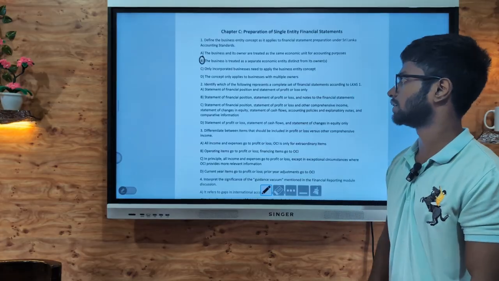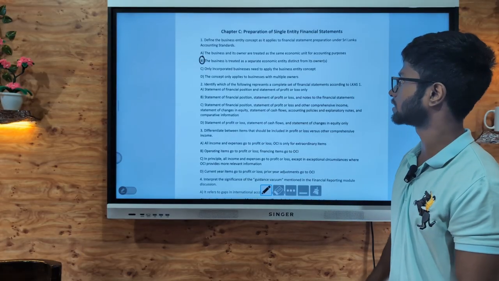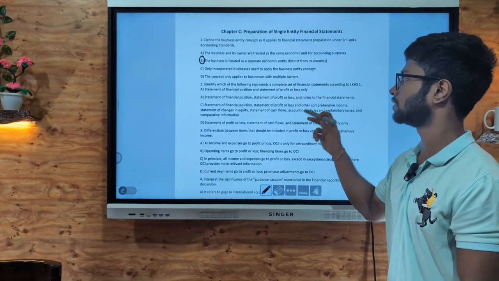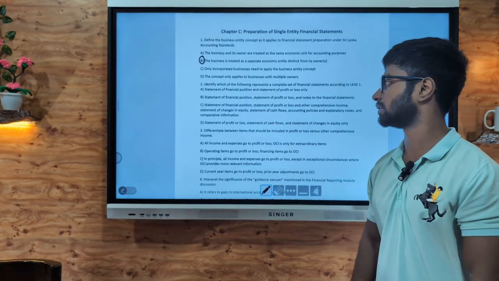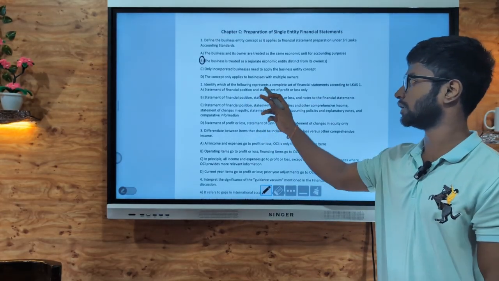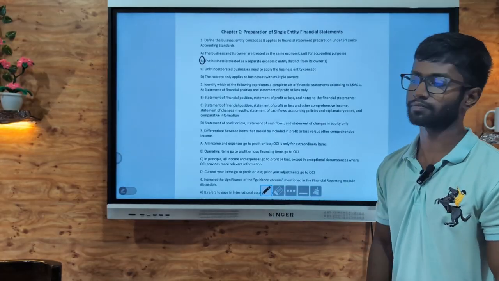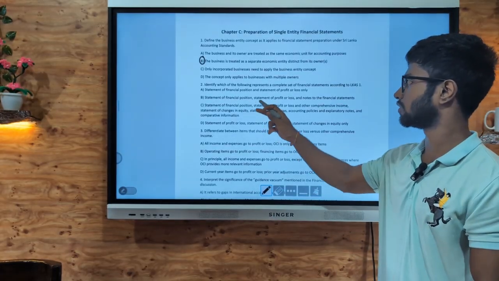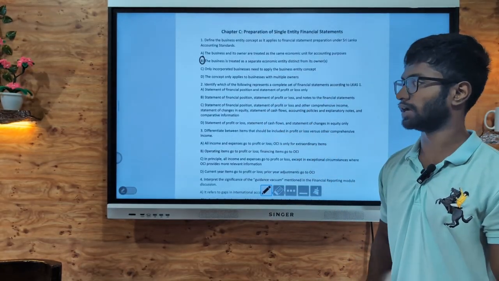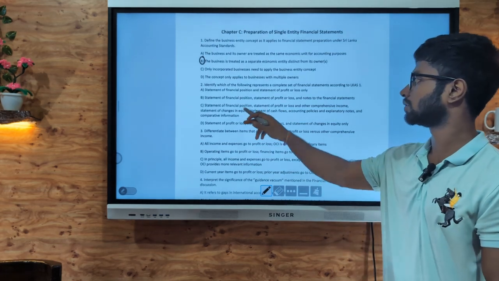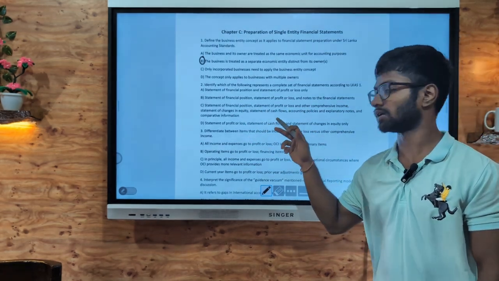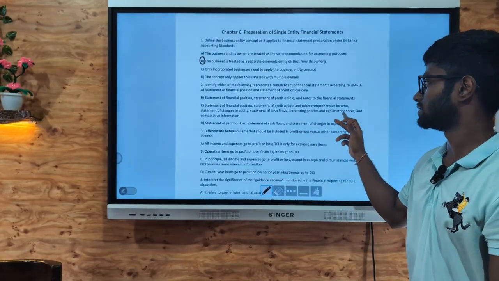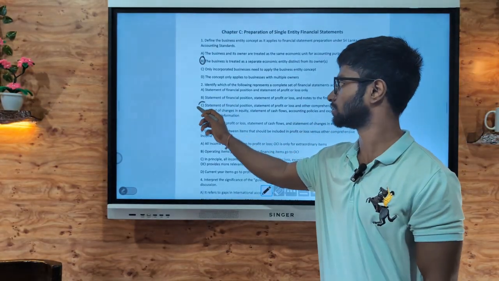Then the second question: identify which of the following represents a complete set of financial statements according to the standards. So we are looking into all the financial statements. First one, only SOFP and P&L. That is wrong. Second one, SOFP, P&L and notes. That is also wrong. But look at this one: SOFP, P&L, statement of changes in equity, cash flow, policies and notes. So it should be answer number C.